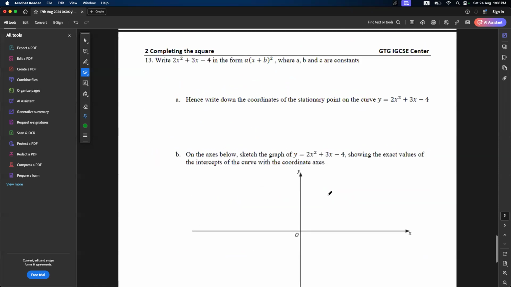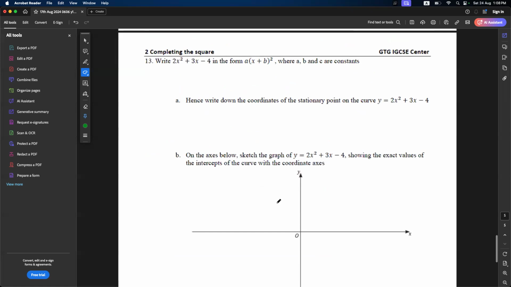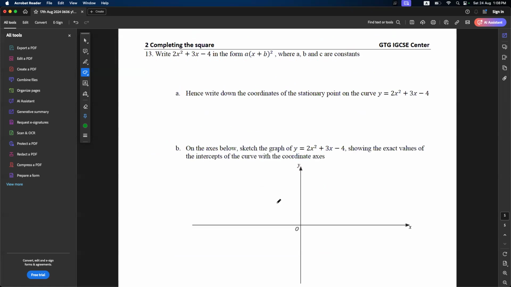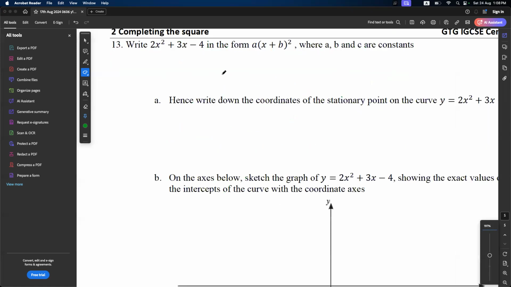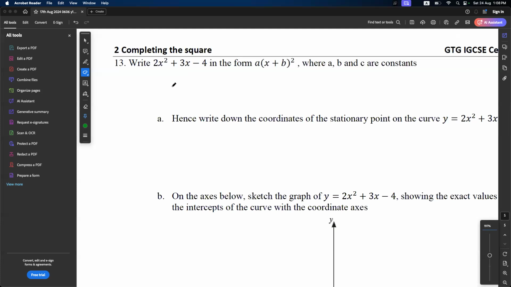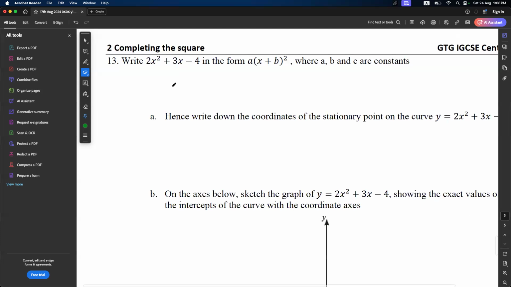Okay, last question for this part here. I want you to give me the working and the steps. I can see the confusion, but yes, write it in the form of a bracket x plus b, all squared, plus c. So I do that.